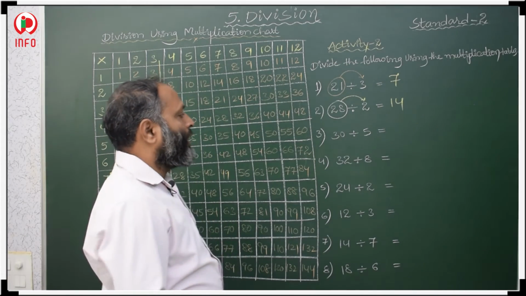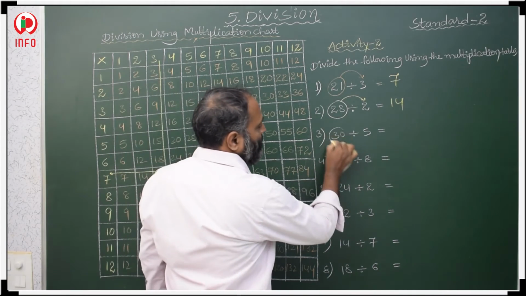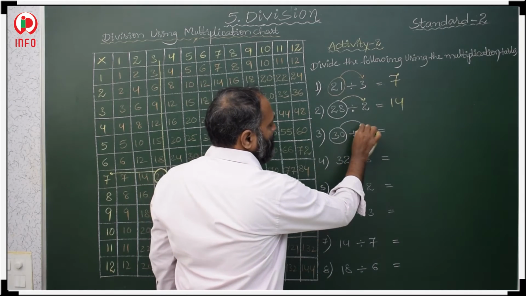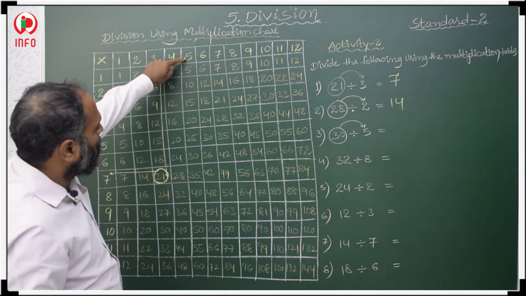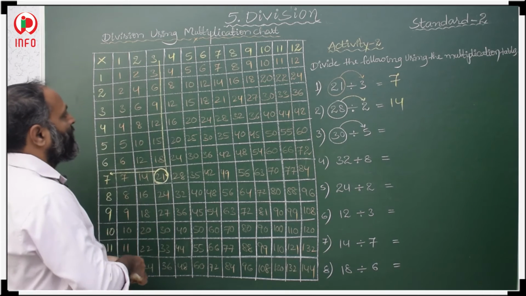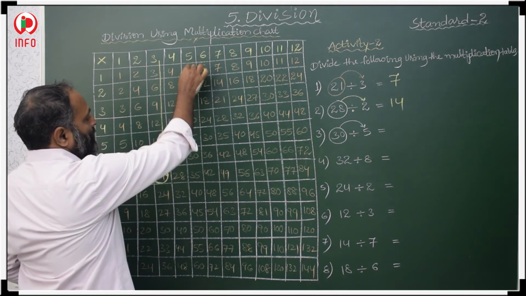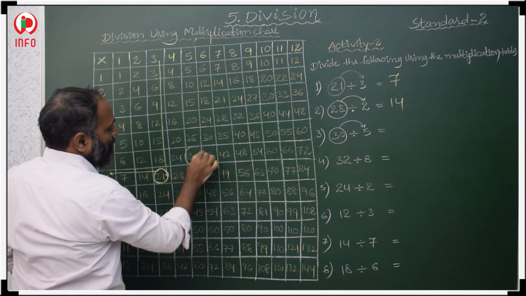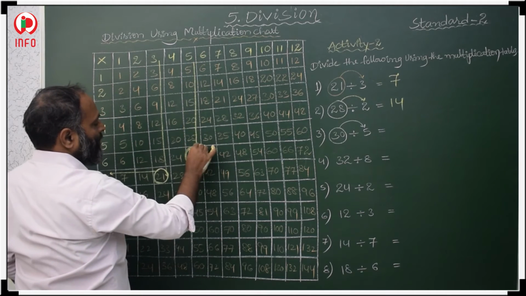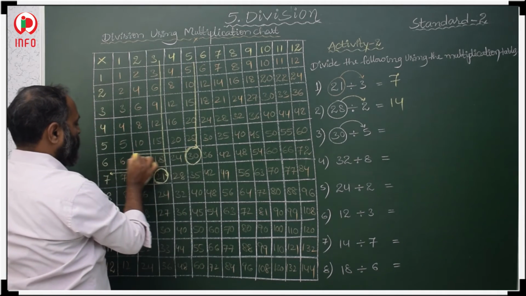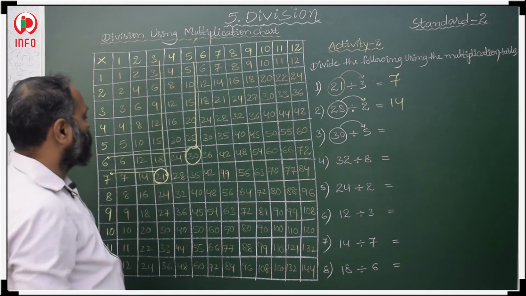Here the next question is 30. We have to see in the 5 table. Where is the 5 table? This is the 5 table. In the 5 table we have to see 30. Where is 30? Here we have 30, and opposite to this we have to see where it is, 6. So that we have to write.